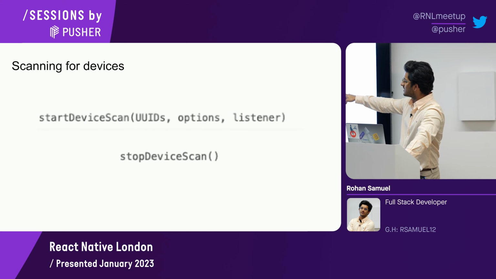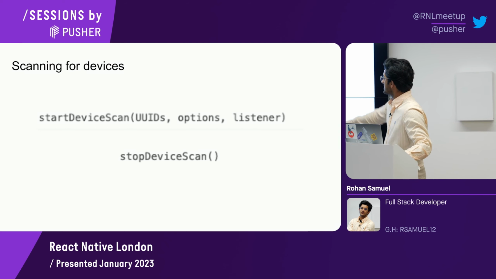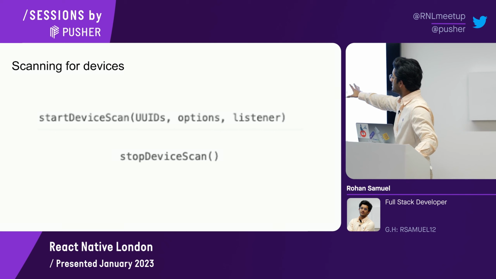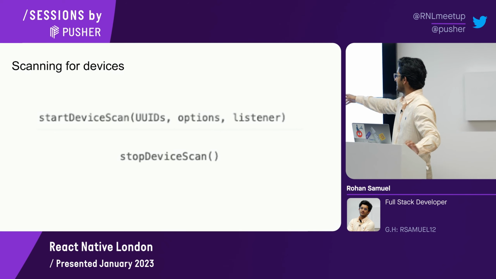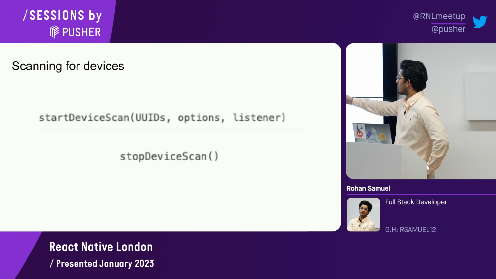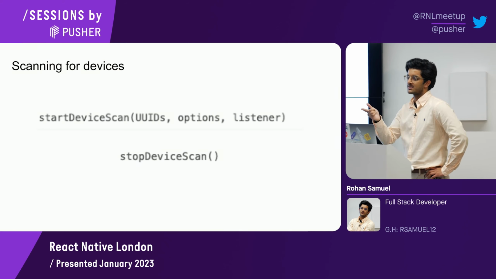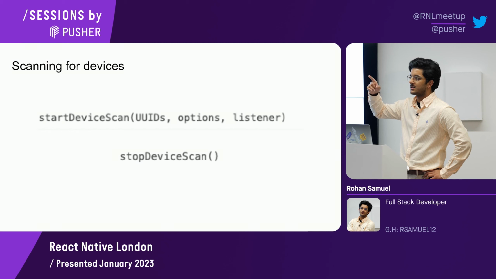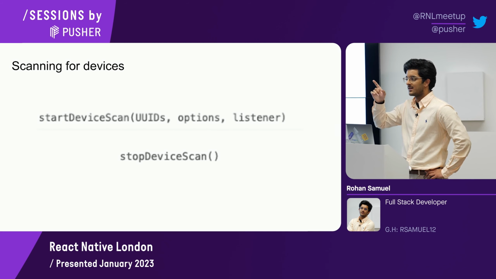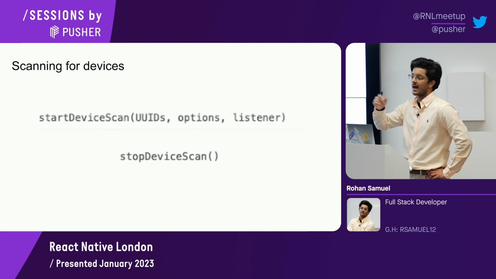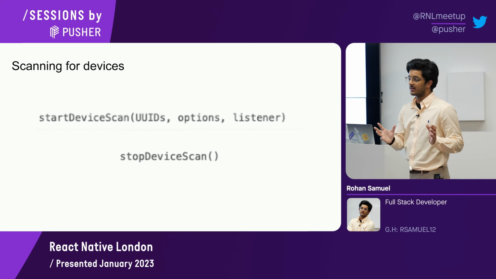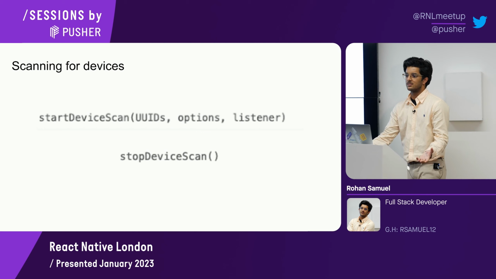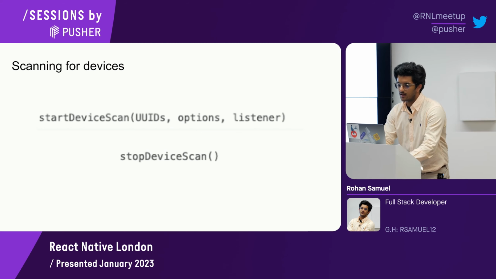Once you instantiate the class, you can start running startDeviceScan, and it takes some parameters. The first two you can set to null, and the listener you provide yourself, and the listener will just be a callback that takes in an error and a scanned device. The way the scanning works is it'll scan one device at a time and run the callback for that one device. As you go through each device, you can add them to an array and store them somewhere, and afterwards, once you stop scanning, you can spit them out to a screen that you want to show them on.